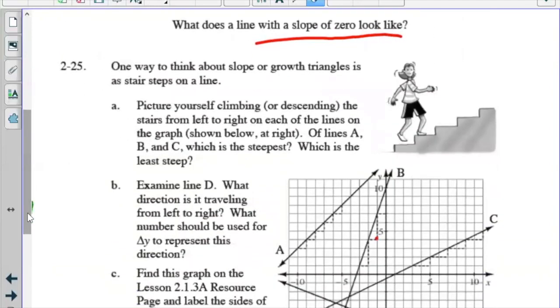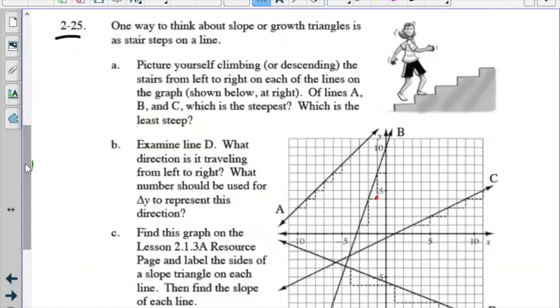We look at problem 225. One of the ways to best think about slope is going to be thinking about it in terms of stairs, if you're climbing up stairs. So if we're climbing upstairs, we're looking at which one of these is going to be the steepest. The one that's going up the fastest is going to be B. So B would be the steepest one.